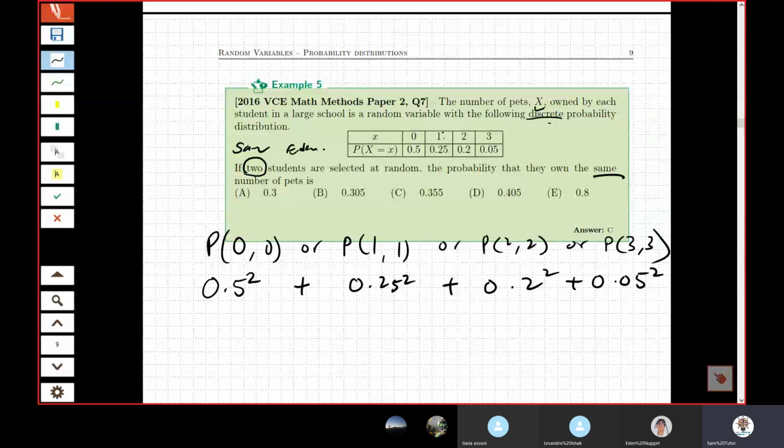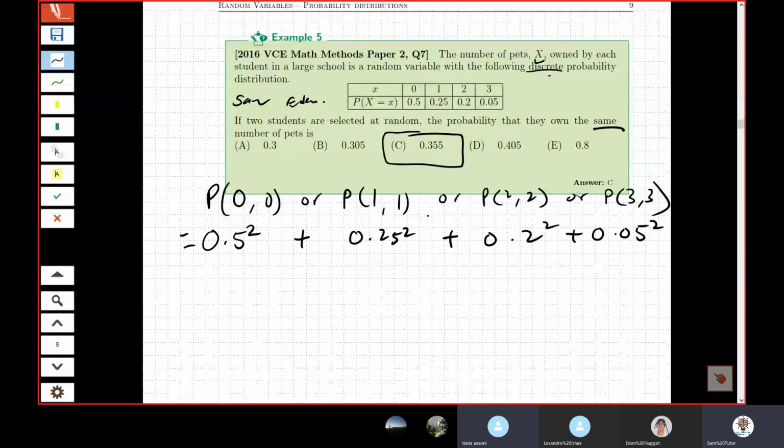Or Sam could have had 1 pet, which means Eden must have 1 pet. So 0.25 times 0.25, and so on and so on until you exhaust all the cases. And apparently the answer is C. If you plug that into your calculator, it should give you C. All good? Yeah. Done. Let's move on.